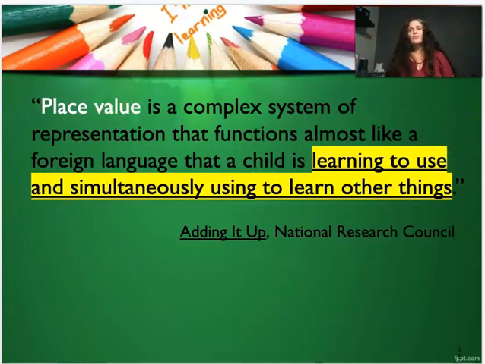So place value is a really complex system of representation that functions almost like a foreign language to a child that is also trying to use that system to learn other things. So if you think base 10 is easy, that's because you're super familiar with it. Students in your class, especially young elementary students like kindergarten and first grade, really don't have those symbols connected to those numbers yet, so they don't quite get it.